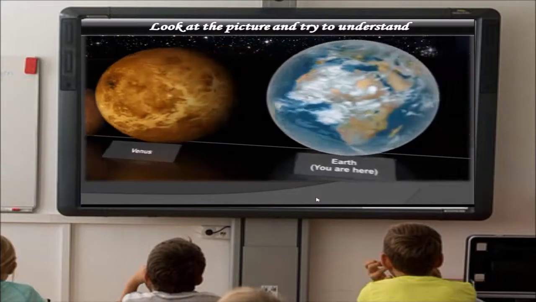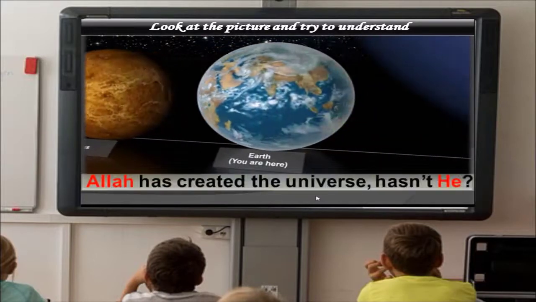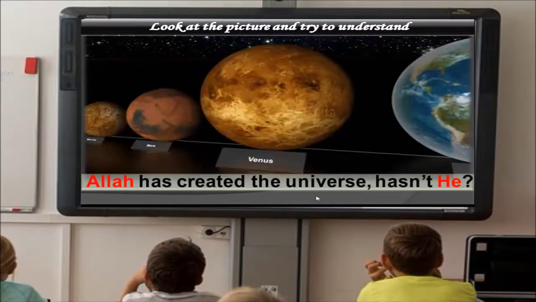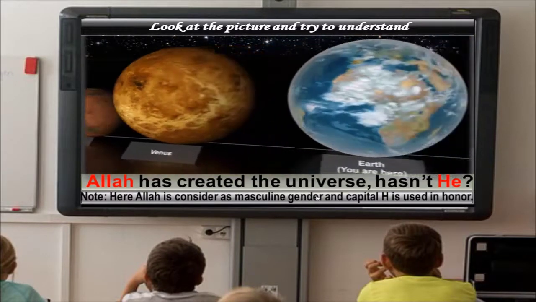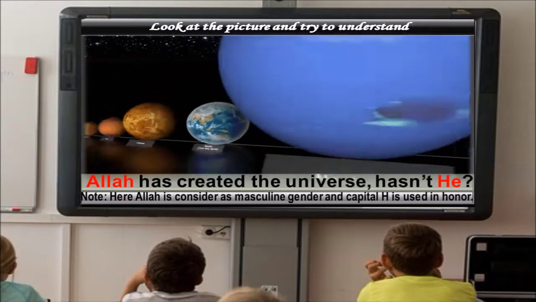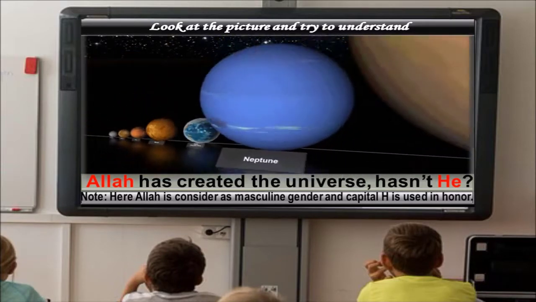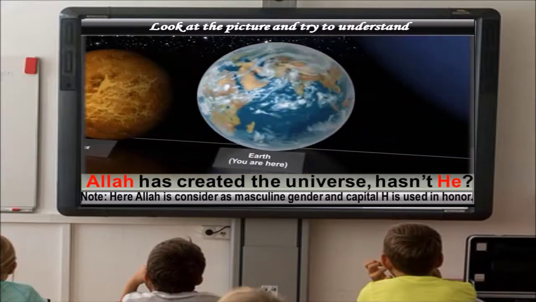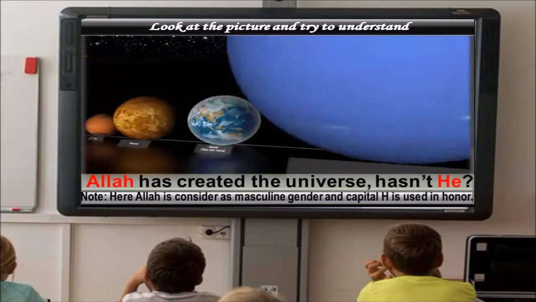Look at the picture and try to understand. Allah has created the universe, hasn't he? Note. Here, Allah is considered as masculine gender and capital H is used in honor. I think you got it. Got it?